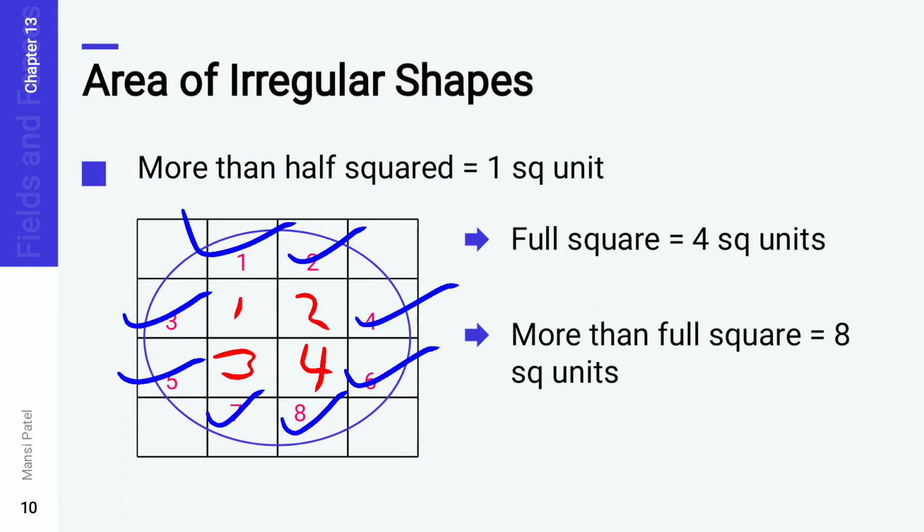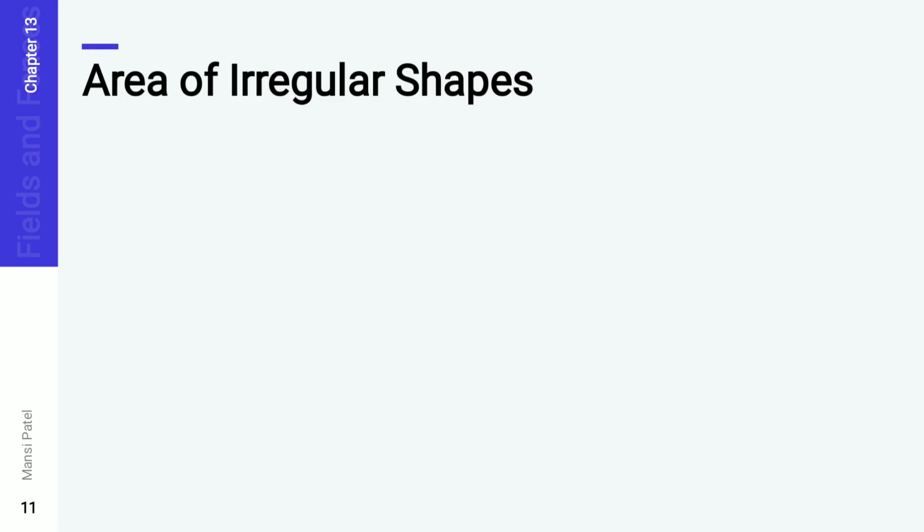Whenever you have to find the area of this figure, you have to add both of these: 4 plus 8. So the total area is 12 square units. Let us see another rule to find the area of irregular shapes: if there is a half square, then you have to count it as a half square unit.